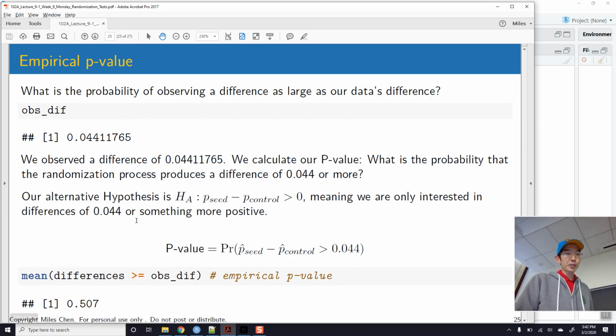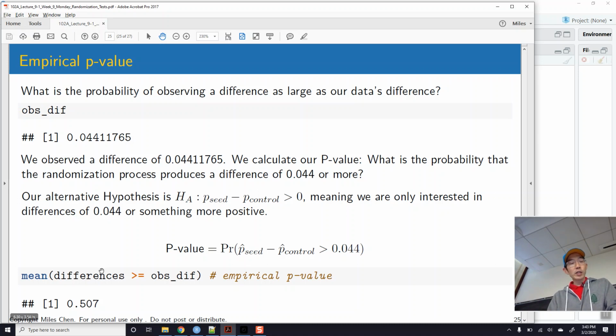And so our empirical p-value is the probability of getting our observed difference or something more extreme if the null hypothesis were true. We observed a difference of 0.0441175, and the question is, what's the probability that the randomness produces a difference of 0.044 or something more? Our alternative is that the proportion in the seed group is greater than the proportion in the control group, so we're only interested in a difference of positive 0.044 or something larger, right?